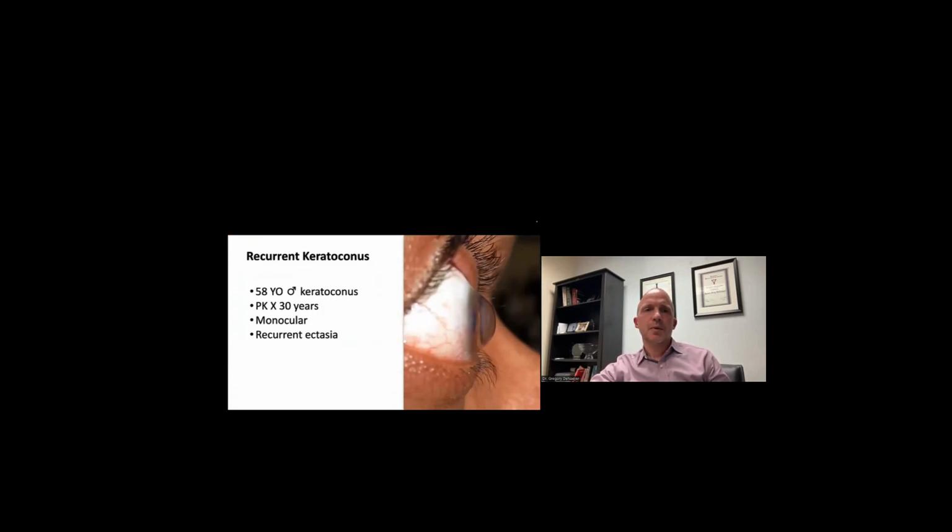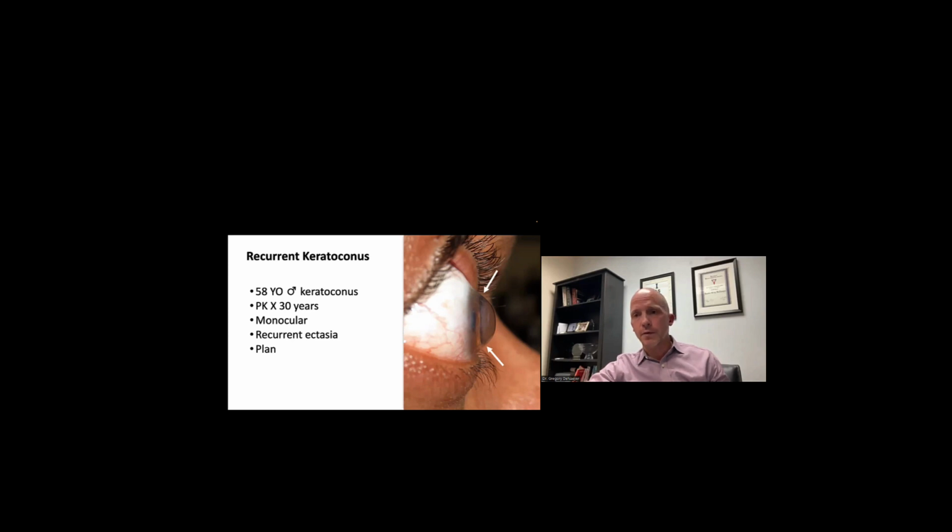So let's look at a case example. This is one of my favorite patients. He is a 58-year-old male patient with keratoconus that had a corneal transplant approximately 30 years ago. Unfortunately, to make things even a little bit scarier, he was monocular. He lost his left eye to a retinal detachment. He developed recurrent keratoconus after his transplant when he came to see me. And you can see how steep his cornea is. And I will tell you, if you are more of a beginner or even a moderate scleral contact lens fitter, these presentations can be a little bit intimidating.